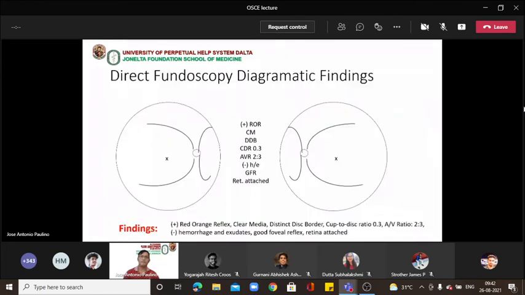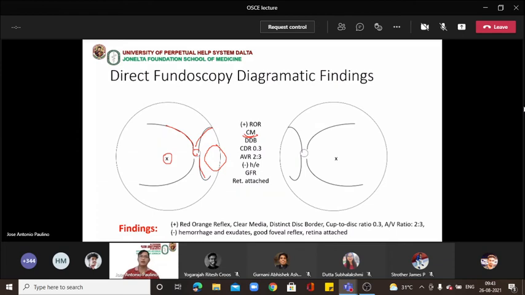How we draw it using the diagram: this is the optic nerve. These are the arcades, the vascular arcades. The X marks the macula. And this is how we say it. As mentioned a while ago, because you're approaching from the temporal side, from the nasal side we see the red-orange reflex. The clear media just tells us that we can see through, so there's no cataract, or the cataract is not thick, and there's no bleeding.